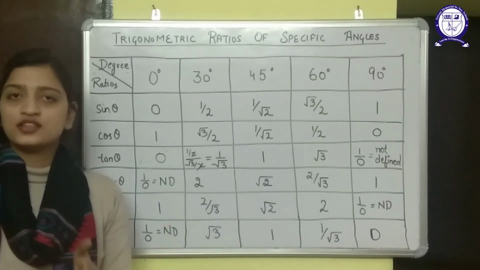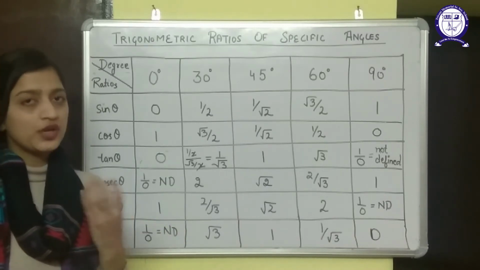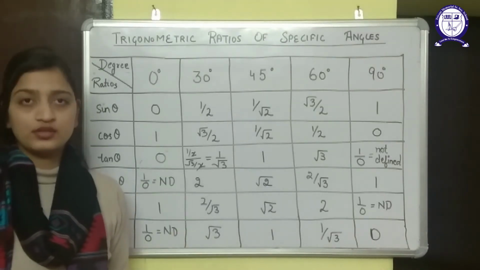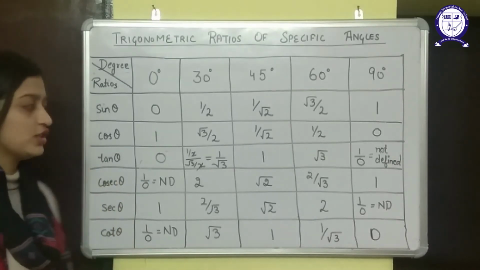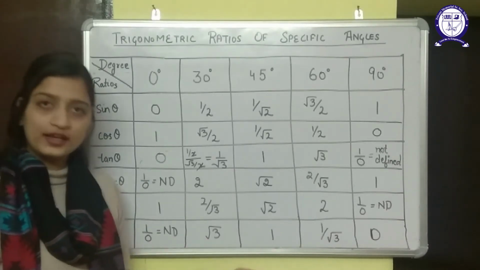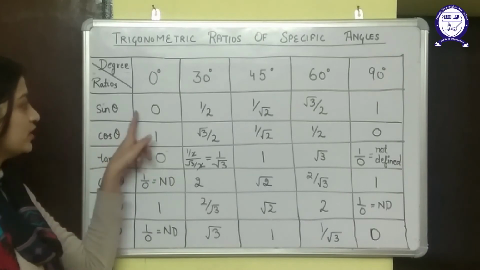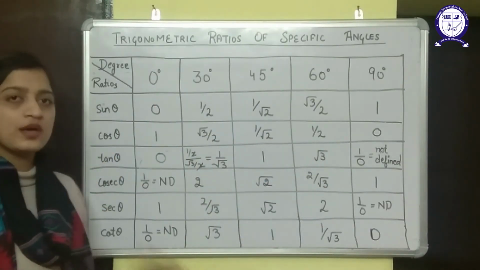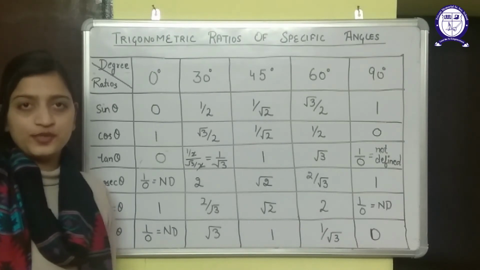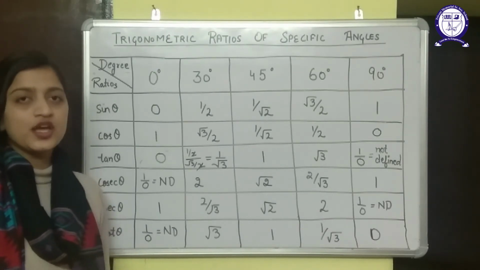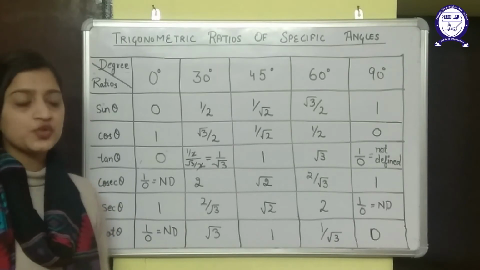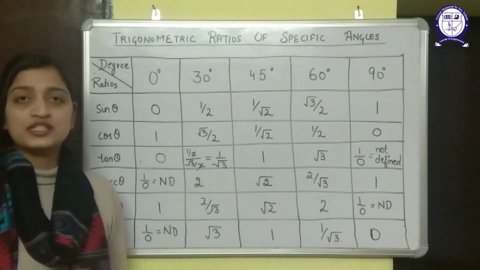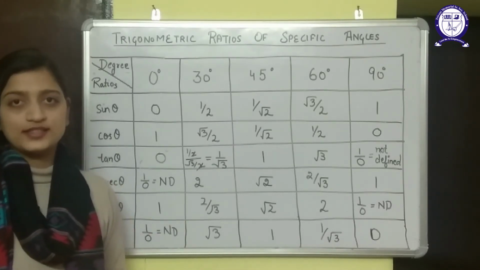Every person has a different way of remembering this. You can make your own trick of learning this also. This was my trick, how I remember this. I only remember the line of sine theta and derive the other values by using the relation between trigonometric ratios. Now let's do the questions to understand how we are going to use this table in our exercise.